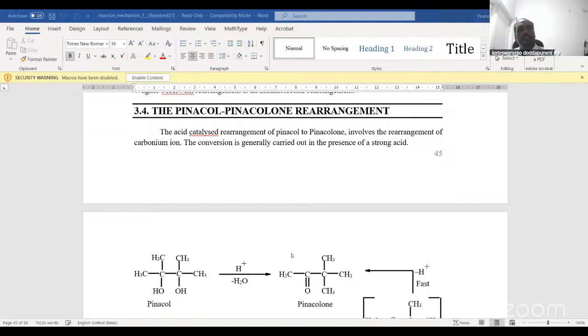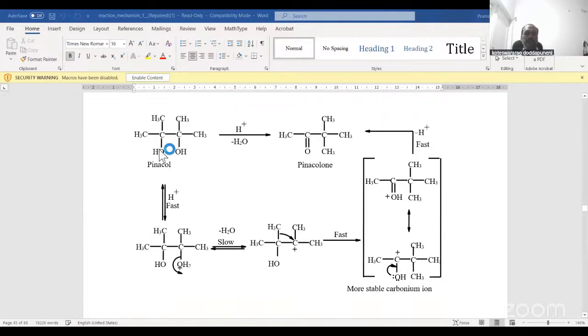If you consider the example, the pinacol-pinacolone rearrangement, this is the pinacol. Simple ethane is substituted on each carbon with OH, CH3, CH3, or 2,3-dimethyl-2,3-dihydroxy butane. That is known as pinacol, which on treating with acid leads to the formation of pinacolone.